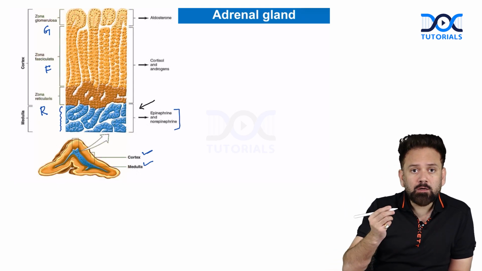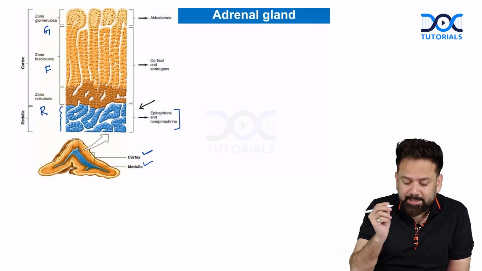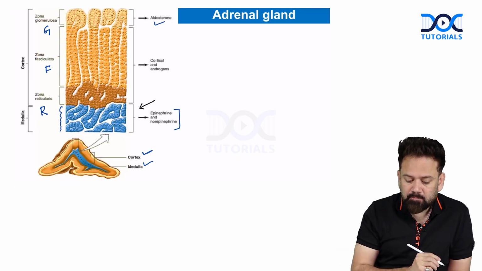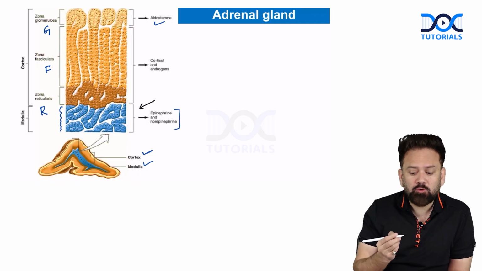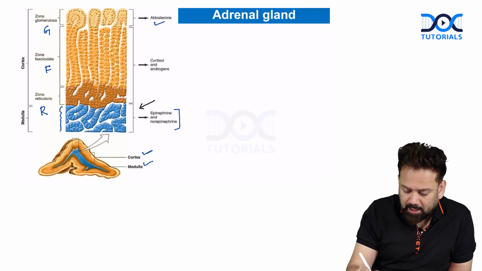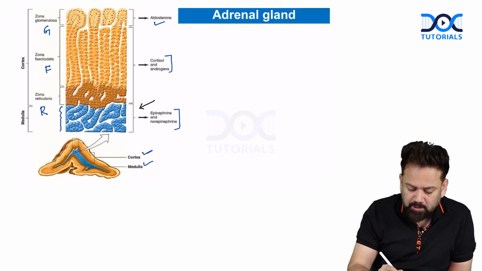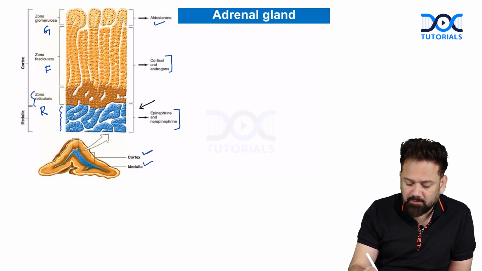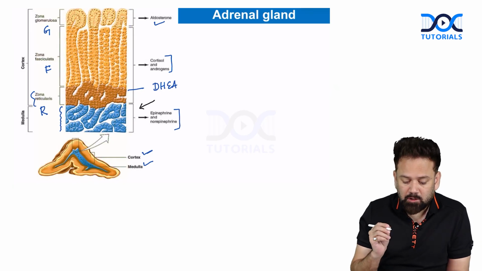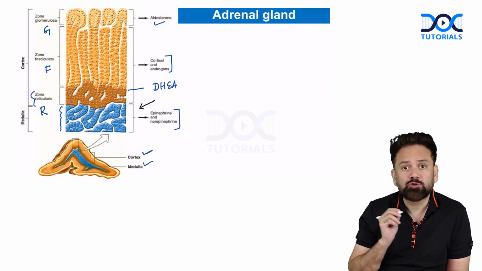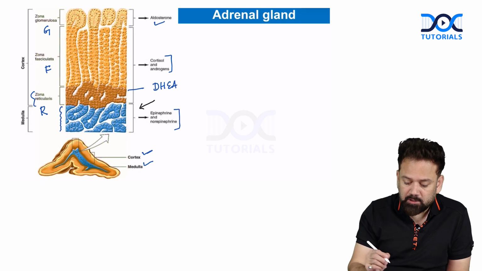And zona glomerulosa is secreting aldosterone. And the biggest among these three is zona fasciculata. You will not forget: cortisol and androgens. And also reticularis. Reticularis is mainly for androgen. Which androgen? It is dehydroepiandrosterone. So zona fasciculata is cortisol, zona reticularis is secreting androgen. Is this clear? Both are written together.